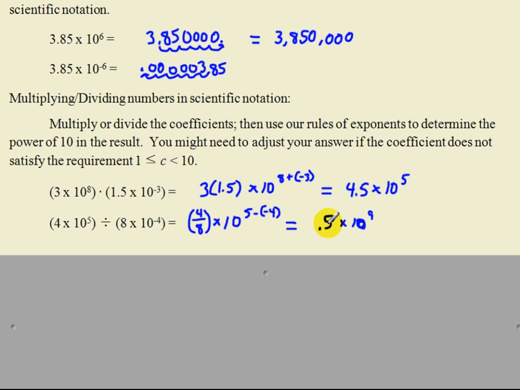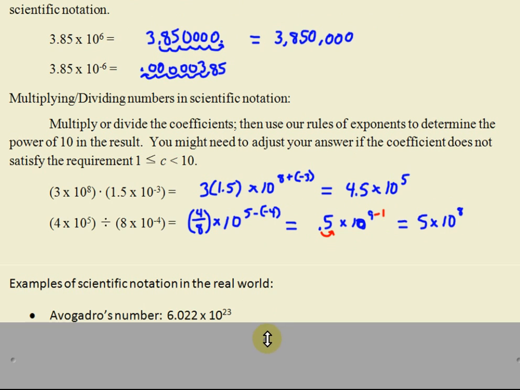But now notice our coefficient is less than 1, so we need to move the decimal. We need to move it 1 to the right so that we get the decimal after our first digit, and we counteract that by subtracting 1. When we move the decimal 1 to the right, we're essentially multiplying by 10. We counteract that by dividing by 10, or in other words, multiplying by 10 one fewer times than we originally were going to do. And so we end up with, instead of 0.5, 5 times 10 to the not 9th but 8th power.